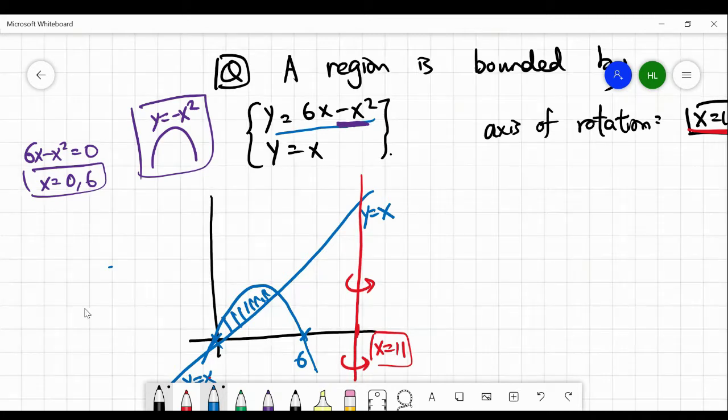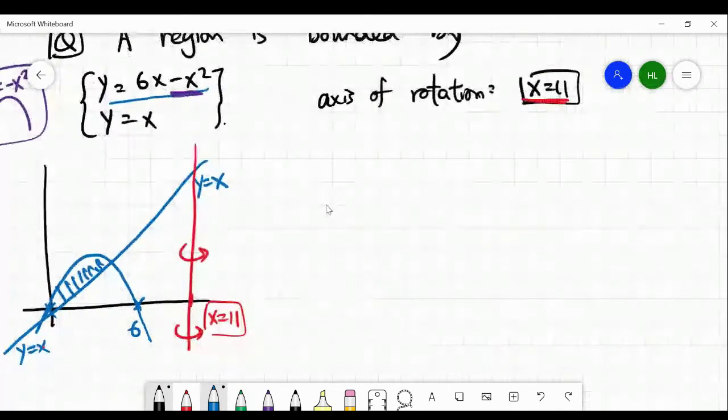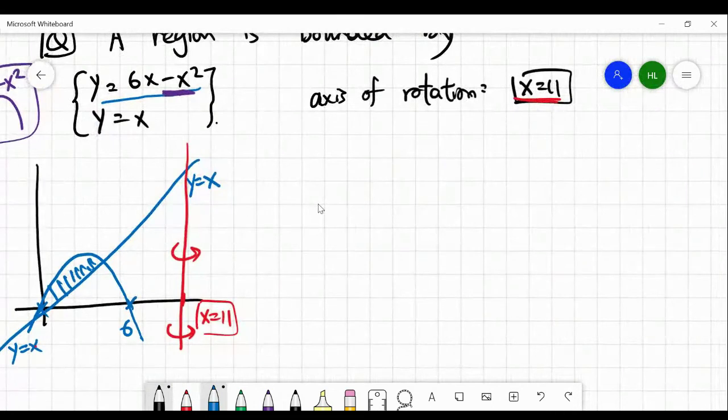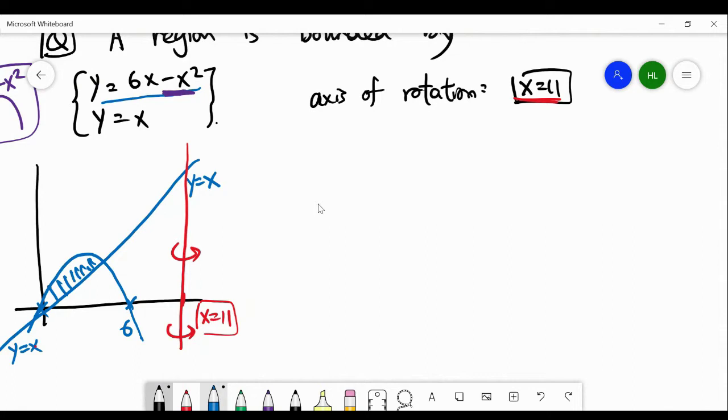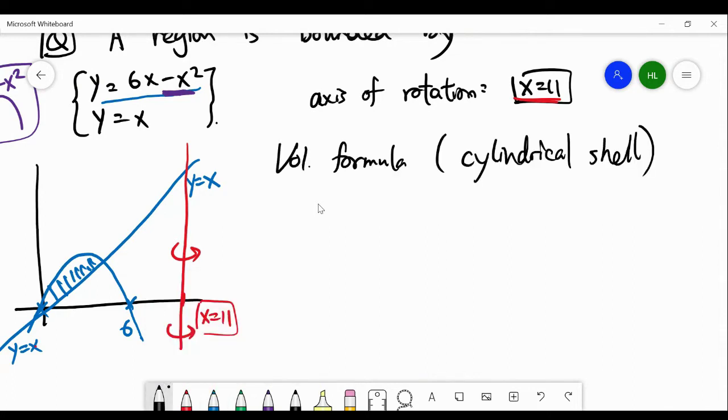So you're trying to rotate this region along the line x equals 11, and you can imagine what kind of solid you're getting. But anyway, in this exercise, I would like to look at the volume formula we can obtain by using the method of cylindrical shell. And please recall the trick regarding the cylindrical shell method.